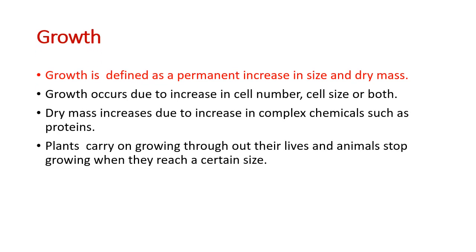The next life process is growth. Growth is defined as a permanent increase in size and dry mass. Growth occurs due to increase in cell number, cell size, or both. Dry mass increases due to increase in complex chemicals such as carbohydrates and proteins. Plants carry on growing throughout their lives and animals stop growing when they reach a certain size.